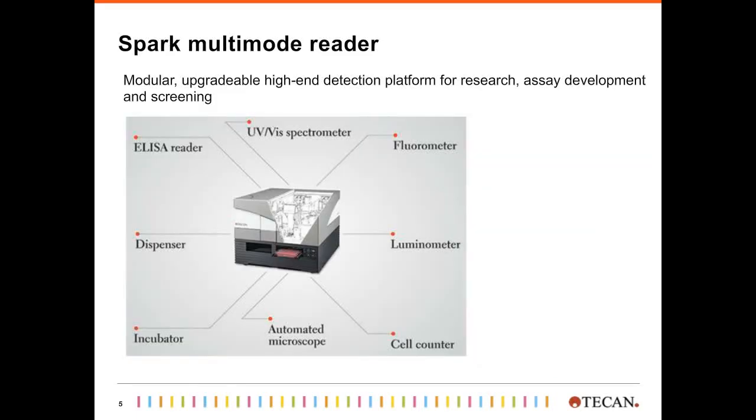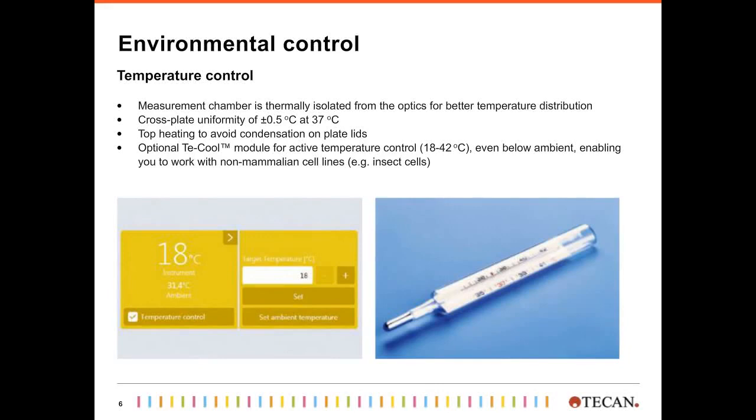This now totally changed with Tecan's solution for cost-efficient live cell analysis, which is the Spark multimode reader. The Spark multimode reader is a system that is fully modular, upgradable, and it includes all important high-end detection measurement modes: fluorescence, absorbance, luminescence, AlphaScreen, and so on. But more excitingly, it also includes features that support live cell analysis. And this is what I will explain to you in more detail in the next couple of slides.